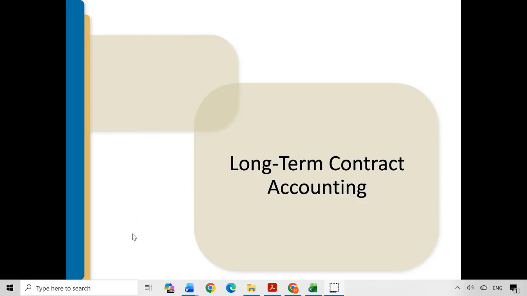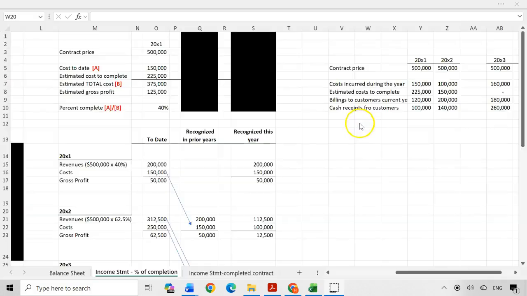Hello, in this video I'll be going through how to recognize revenue on long-term contracts, whether using the percentage of completion method or the completed contract method. This is the second part of a series of videos about long-term contracts. So if you haven't seen the first part, you will need to do that because I'm just going to dive into the example we were working on with part one and go through the income statement portion of it.